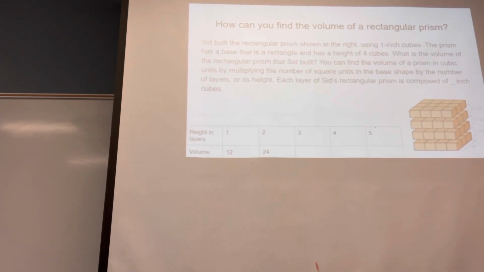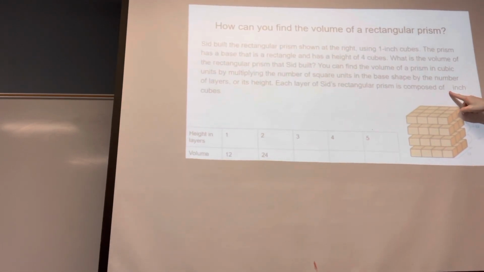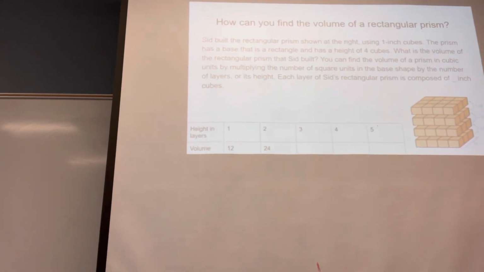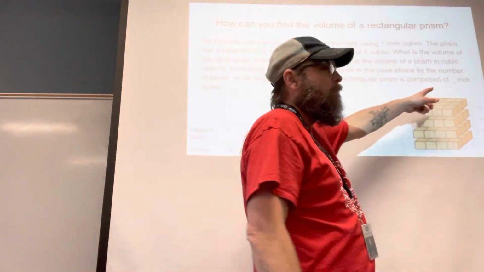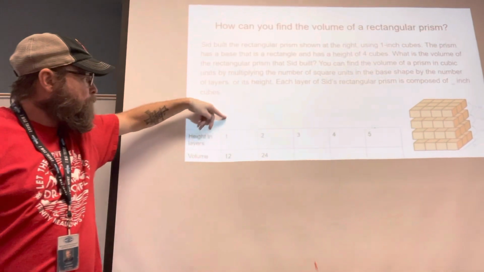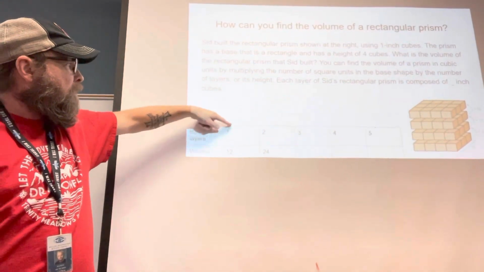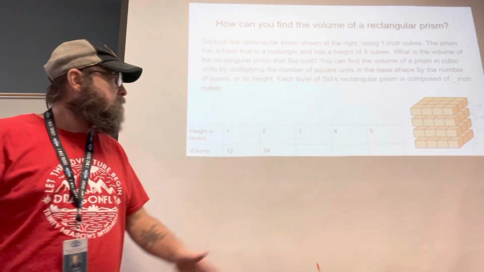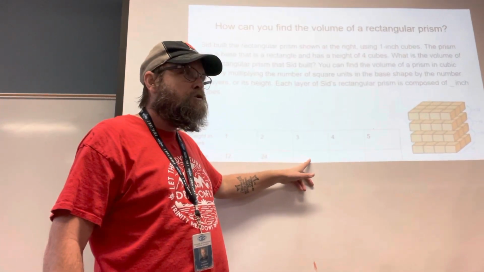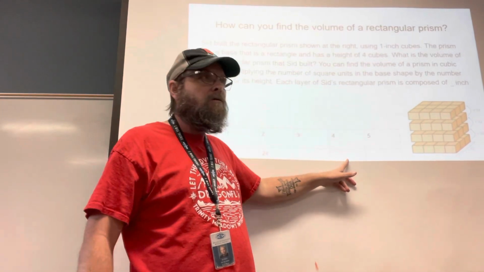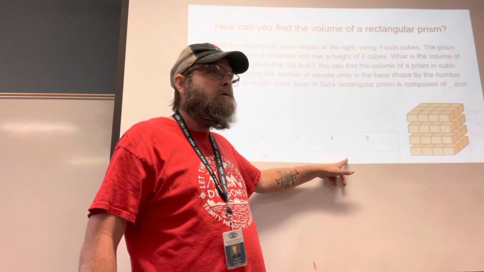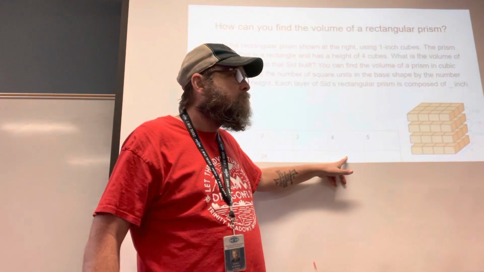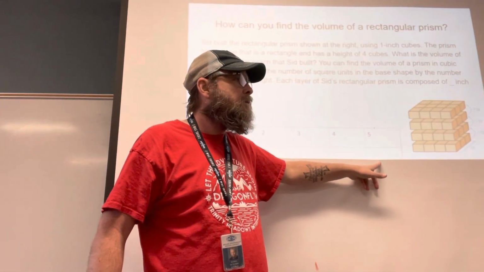Each layer of Sid's rectangular prism is composed of how many cubes, Noah? 12 cubes in each layer. Okay, that's one of the answers. Now we fill in the chart. So, Noah, we have 1, 12, 2, 24, 3, 36. Sarah, 4. Kaylee, 4 and 5, 60.